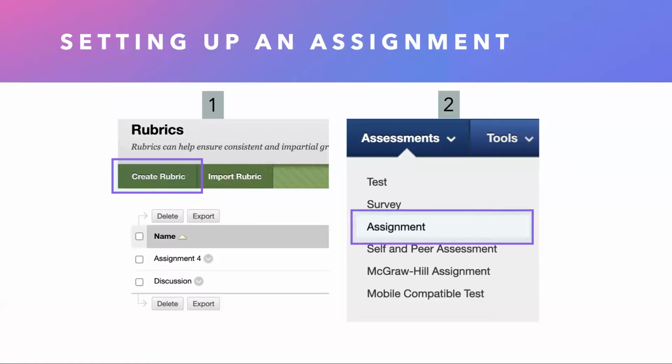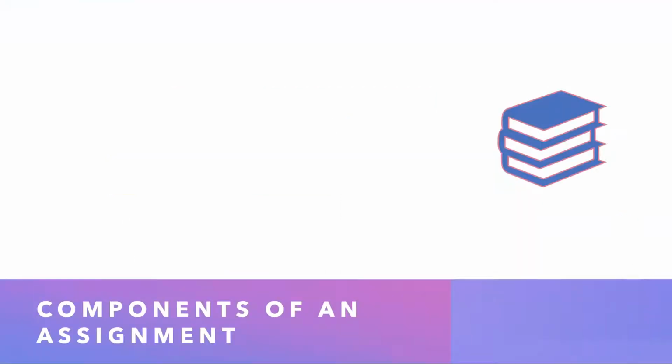To set up an assignment, we would first set up the rubric using the grading criteria for the assignment. And then we will select the option for assignment from the assessments menu. And we want to set up the assignment in the content area where the students are going to submit the assignment. When setting up the assignment, you will have the option to modify several parameters. Therefore, designing an assignment before starting to work in Blackboard is a good idea.